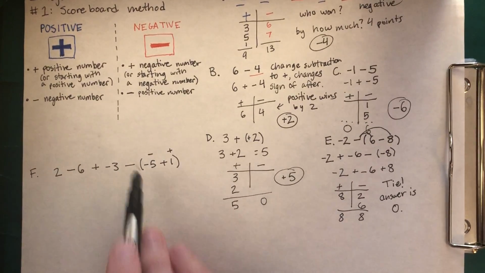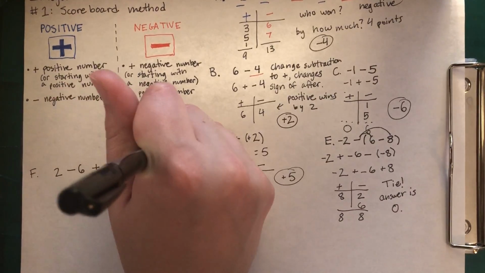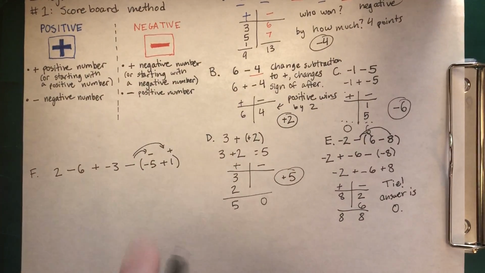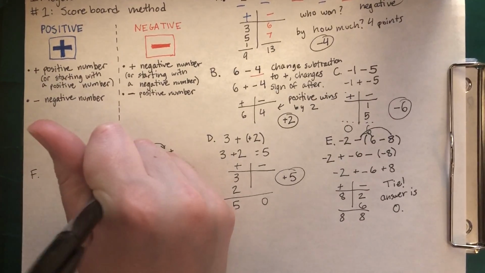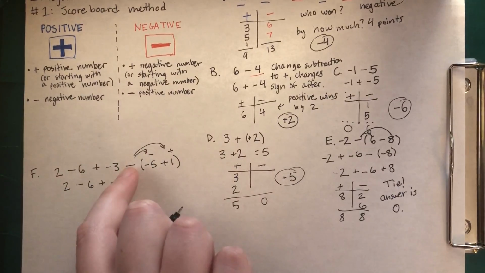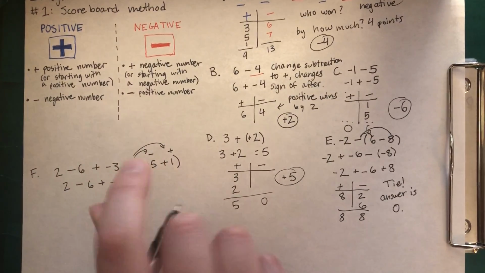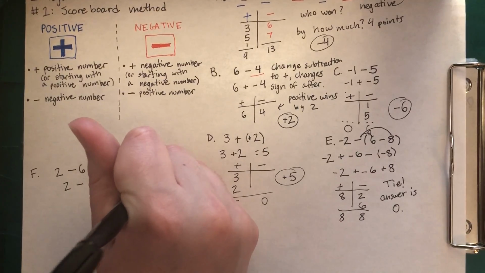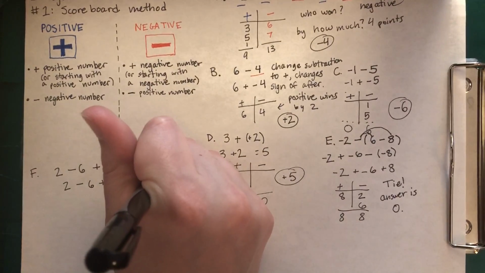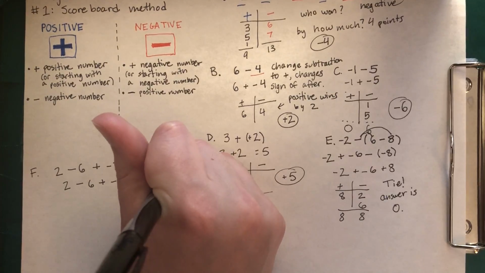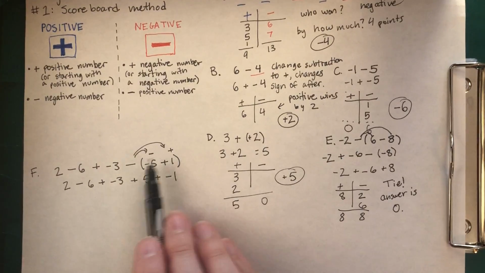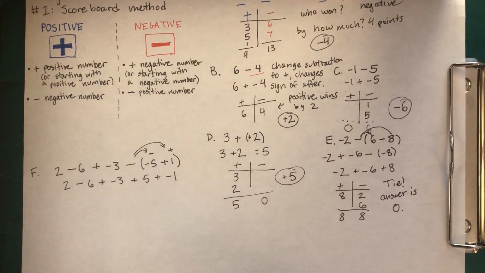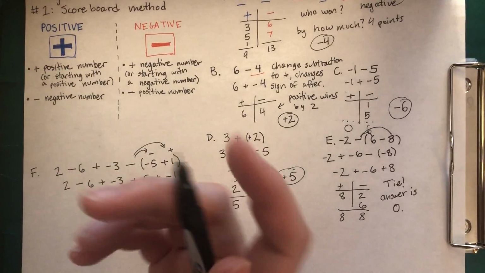This subtraction is going to change both of these signs. So I'm going to rewrite this. 2 minus 6 plus negative 3. This negative 5 is going to become plus 5. This positive 1 is going to become negative 1. So this subtraction changed the teams of both of these numbers. Okay, now I can kind of go through and figure out where each number fits.